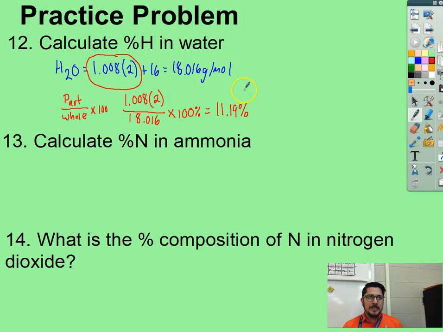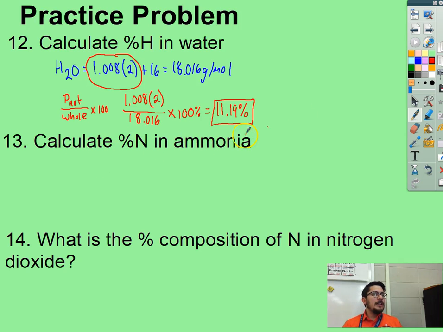I always like to put my percents in 2 decimal places. It just makes it a little bit easier, so I don't have to remember all these rules. Just 2 decimal places and you'll be good, unless it's a small percent. And so that would be my answer. If I have a water molecule in my hand, that water molecule has 2 hydrogens, and they are only 11.19% of the actual mass of the water molecule.